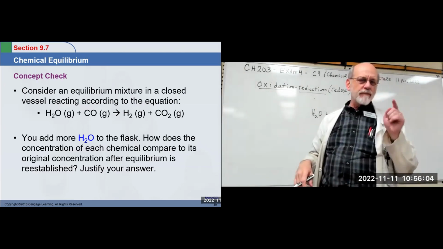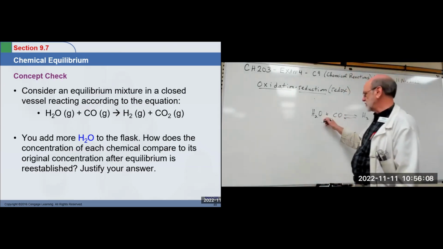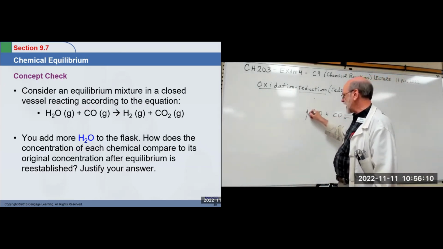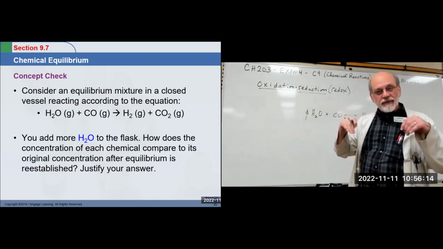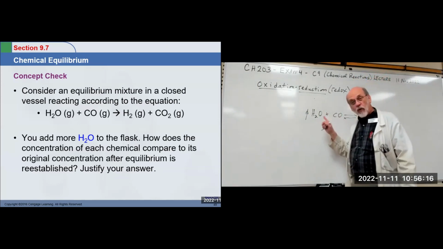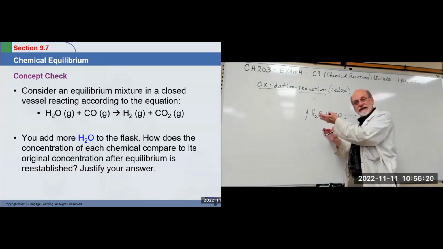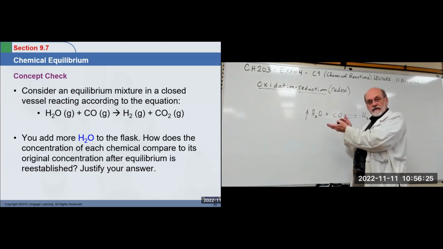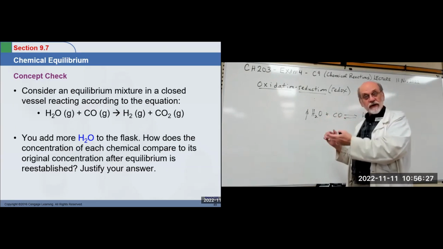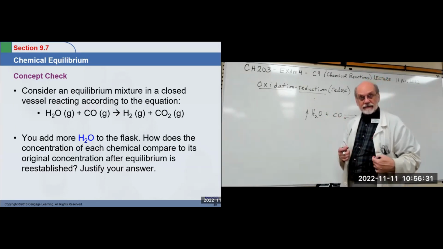What happens if we add more water to the flask? More here, right? We increase that amount. What happens? On the microscopic level, now you've got more water molecules in there. You've increased the concentration of this reactant. And if there are any carbon monoxide molecules there, they will encounter water more frequently. Okay, you've upset the apple cart, as they say.